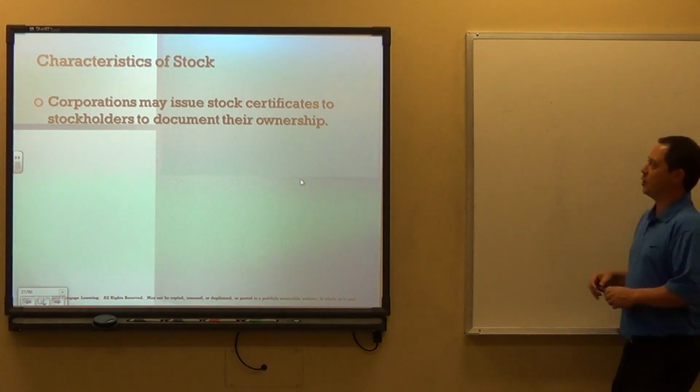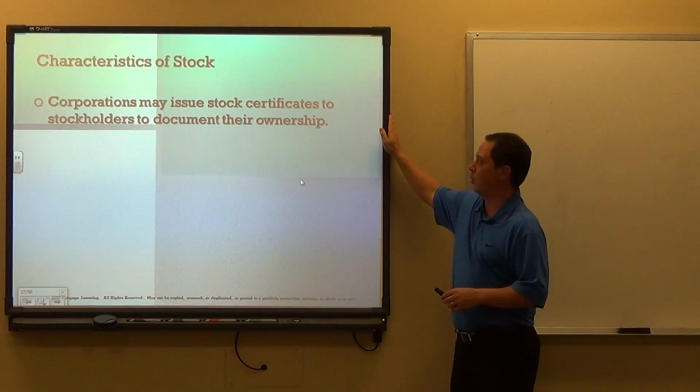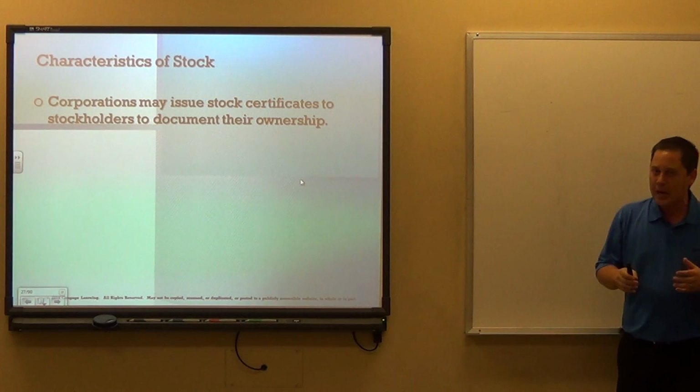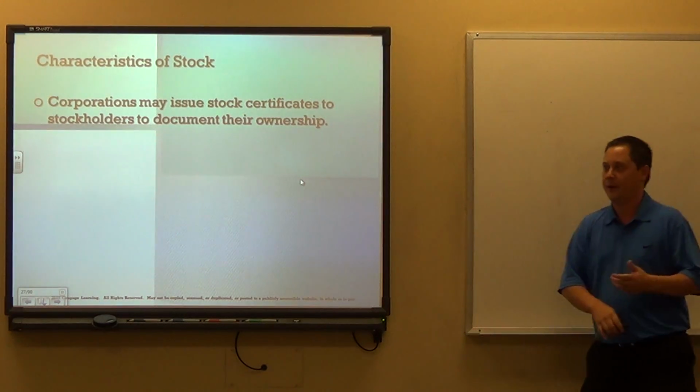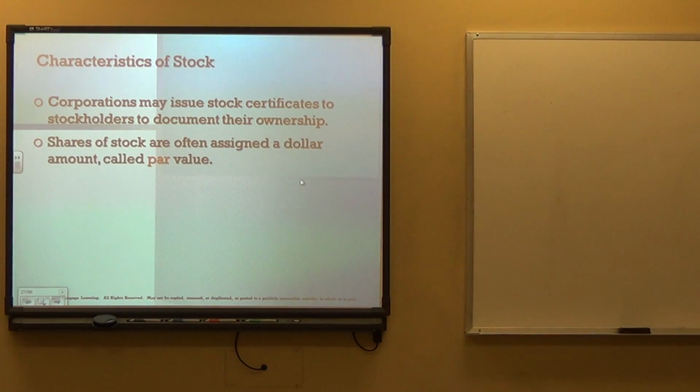So a corporation may issue stock certificates to stockholders who document their ownership. Not really done a lot anymore, obviously. It's pretty much all electronic. But back in the day, you used to get a stock certificate: you own 5 shares of stock. In fact, my grandparents still have some at home, my grandpa does. He actually has a stock certificate. But we just don't see that anymore. I have tons of stock, but I haven't seen a stock certificate for it since I was very young.